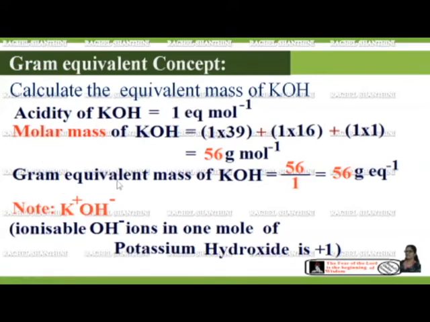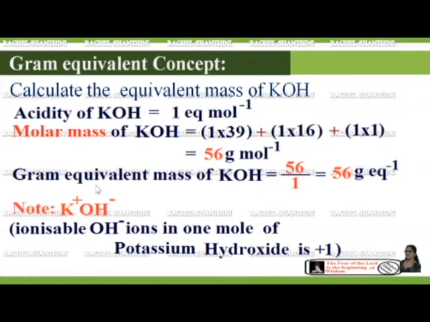To find the gram equivalent mass of KOH, we have to find the molar mass of KOH first. For this, we have to sum up the atomic mass of the elements present in KOH. Atomic mass of potassium is 39. Since we have 1 potassium, 1 into 39, plus we have 1 oxygen, so 1 into 16, which is the atomic mass of oxygen, plus the atomic mass of hydrogen is 1, so 1 into 1. When we sum up all these numbers, we get 56 gram per mole.